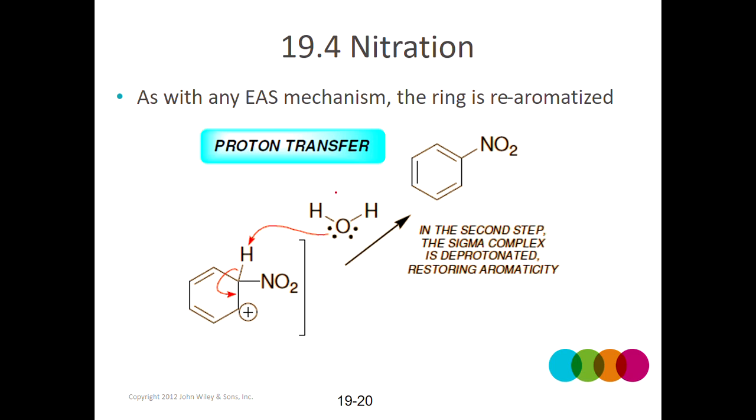So the best base around, which would be the solvent for the nitric and sulfuric acids, which is water, would come in there and re-aromatize the ring by picking off a proton from the same carbon that attacked the nitronium ion. Because that's the only way to re-aromatize and avoid a 5-bonded carbon here, and also complete the noble gas configuration for the carbocation.